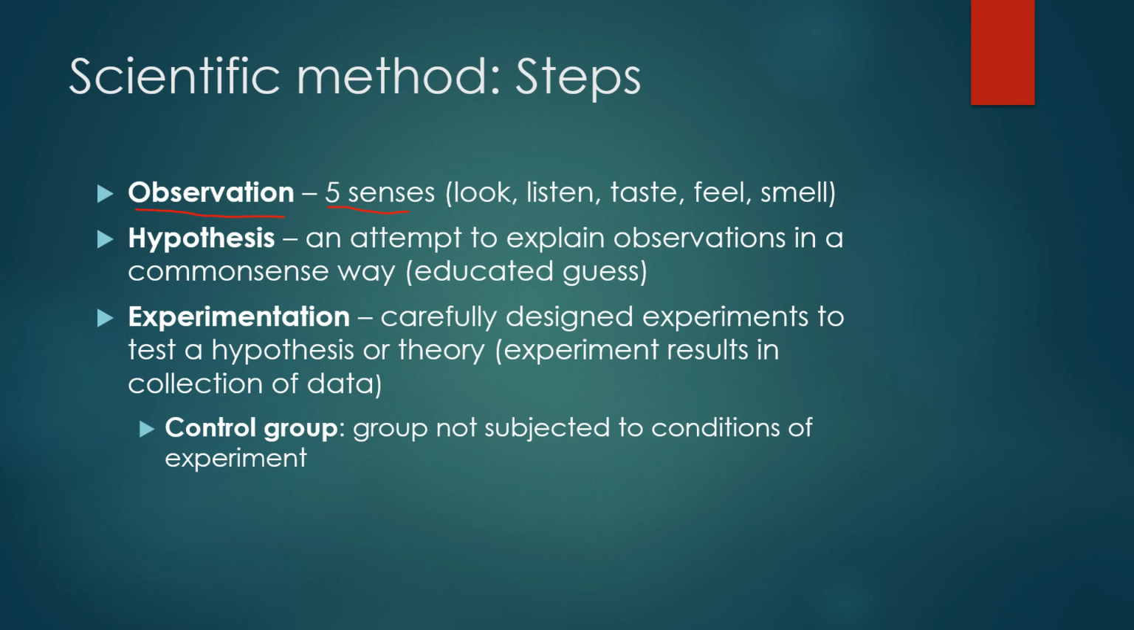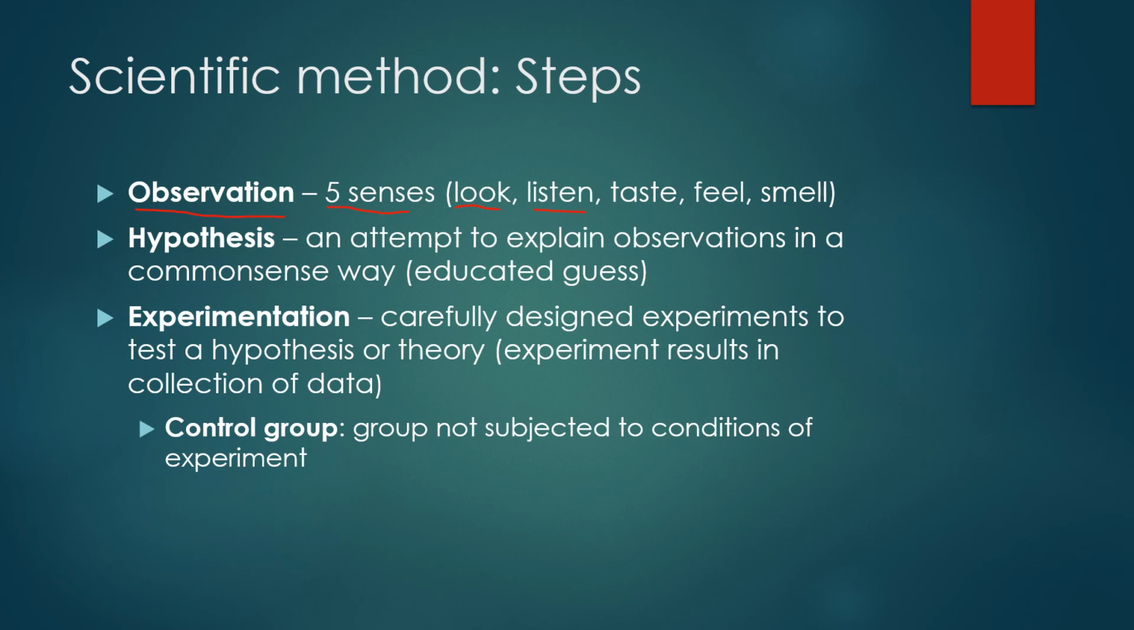For example, in the previous slide, we talked about Sir Isaac Newton and how he saw the apple falling from the tree. So he was using his sight. He was looking. Since he was looking or seeing the apple fall, that would be considered an observation. Another one would be if someone heard the mating calls of birds. They would be using their listening skill. They would be observing the mating calls of birds.